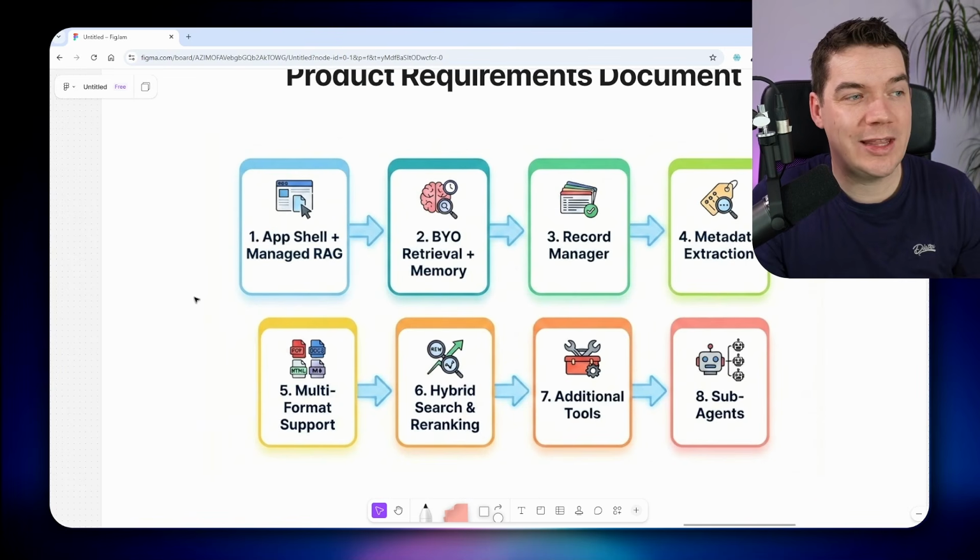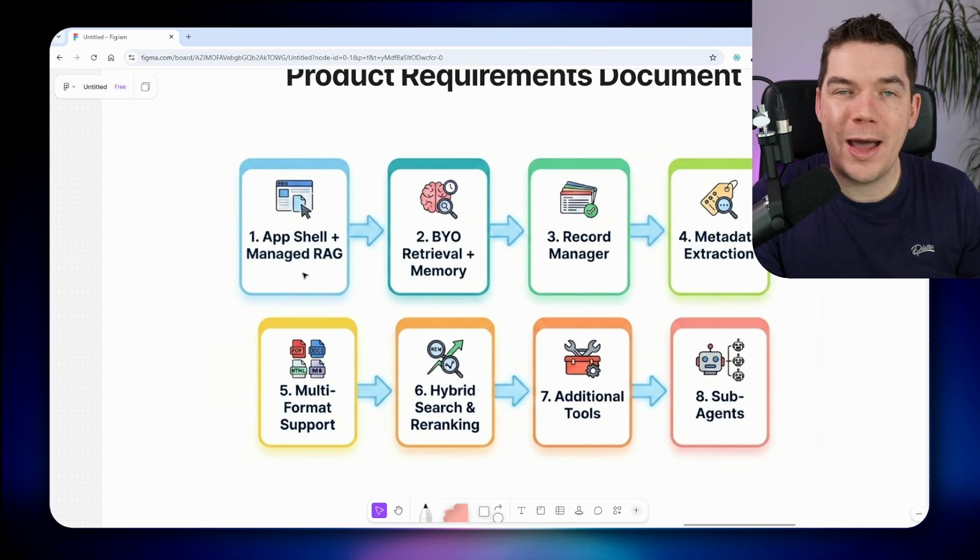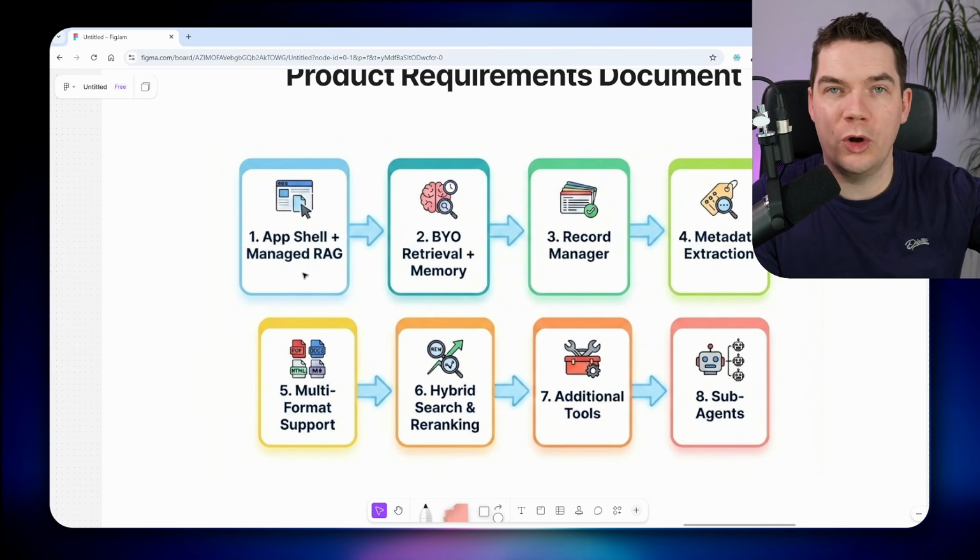So step 1 is to create the app shell. So it's linking it with Supabase. So we're using Supabase for authentication. So users can log in, and through the use of something called row-level security, their data is isolated from other users within the system. And by the end of module 1, you will have a chat interface. I call it managed RAG because in module 1, we're going to use the OpenAI responses API.